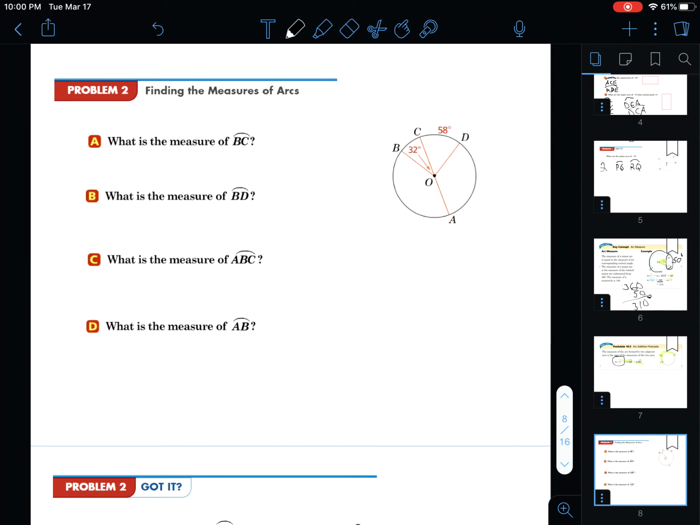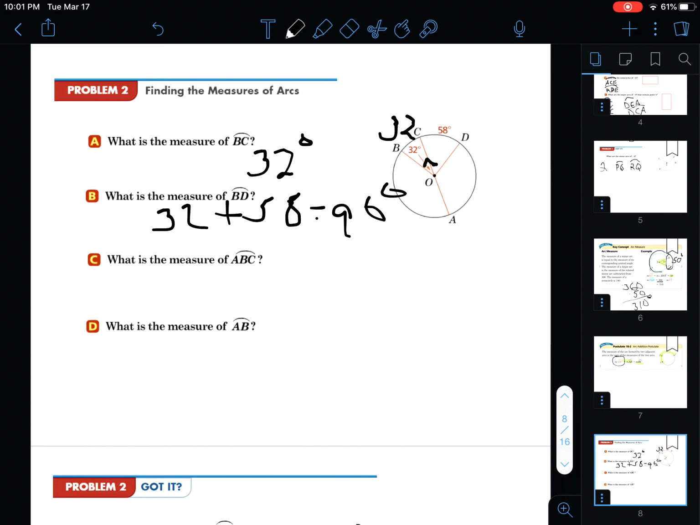Find the measures of these arcs. All right, so in our diagram, BC, well, the central angle BOC is 32, so the minor arc is also 32. So we'll call this one a 32-degree arc. What's arc BD? Well, that's BC, which was 32, plus CD, which is 58, and if you add those together, you get 90. So that is a 90-degree arc in there. Interesting.